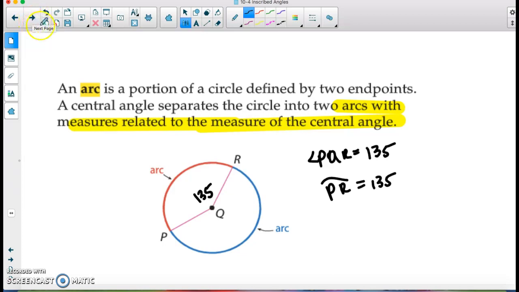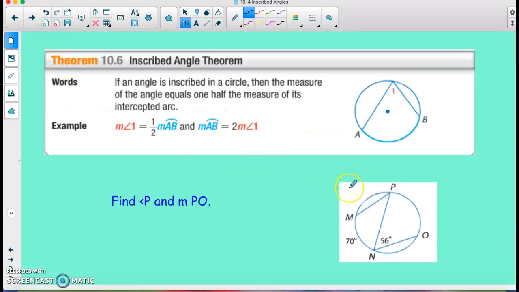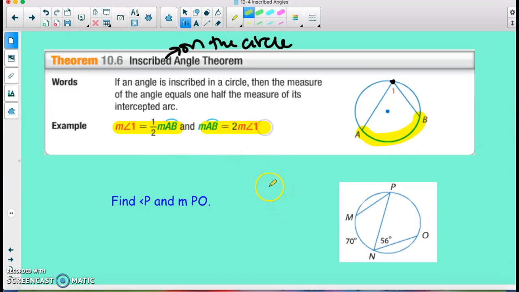Okay, now we have a bunch of theorems we've got to write down. Are you ready? 10.6, inscribed angle theorem. Feel free to pause the video as needed, but this theorem is talking about an inscribed angle, which is on the circle. The relationship is that the angle is half the measure of the intercepted arc. So this is the intercepted arc here. The angle will be half the arc, and the arc would be double that angle.